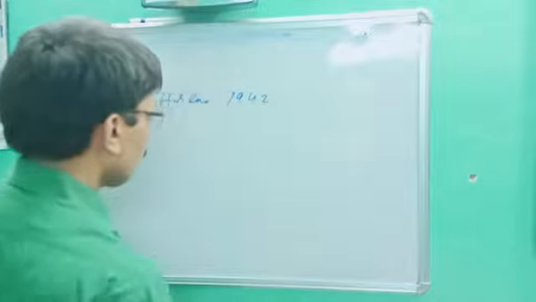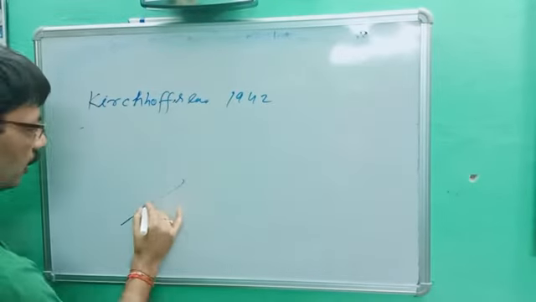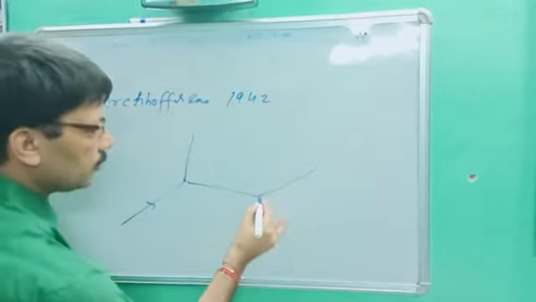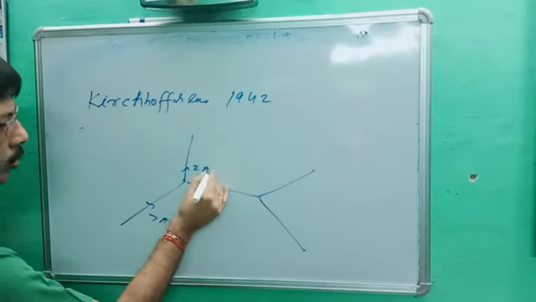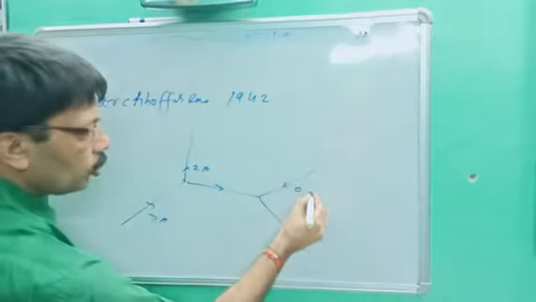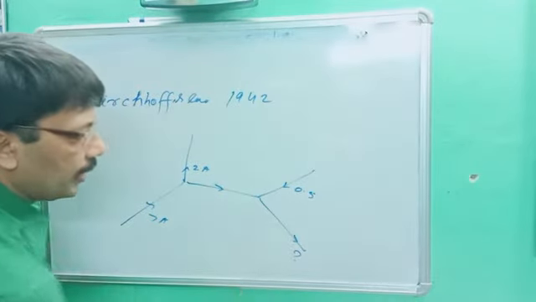This is the current law. Let's suppose one question is given to you. Let's suppose you are given a junction like this: 7 ampere current is drawn, 2 ampere, 0.5 ampere, and I, just find the current of that branch.